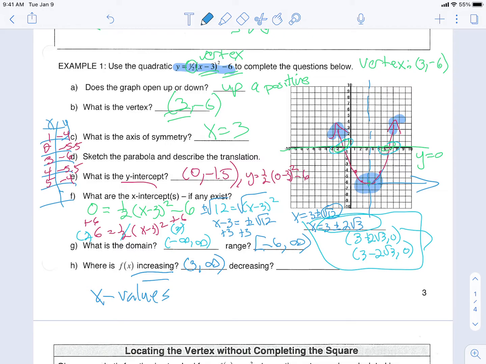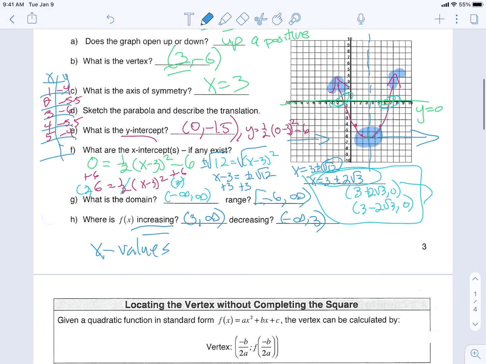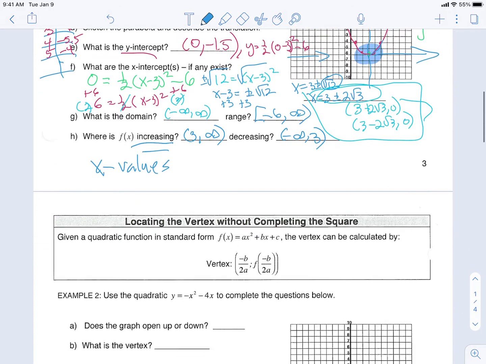Whereas decreasing, well, it's starting from the left. It starts to decrease from negative infinity to 3. And I always use parentheses here for decreasing and increasing because at that specific point it is neither increasing nor decreasing, so that's why I can't just put a bracket there.